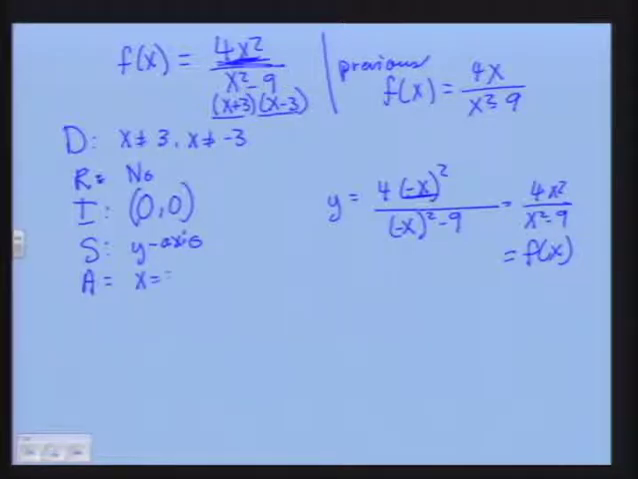Asymptotes, x equals 3, x equals negative 3. Since our problem didn't reduce away, we know they're asymptotes rather than an empty hole where x is 3 and x is negative 3. Let's go for our horizontal.